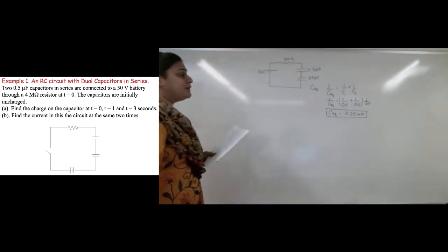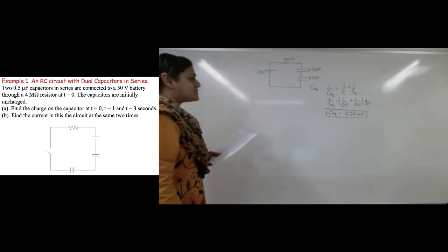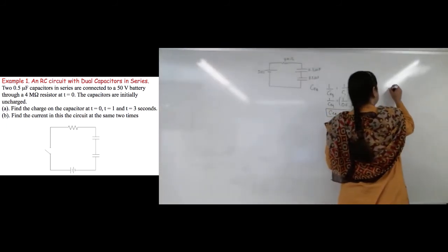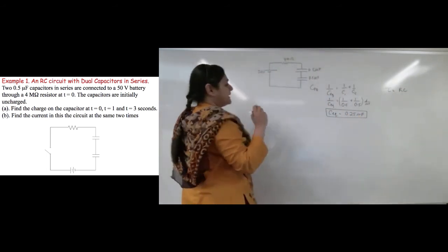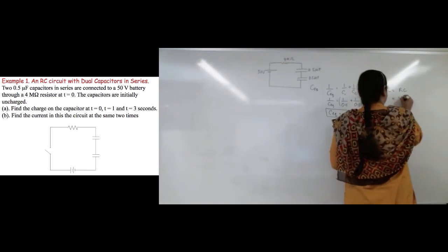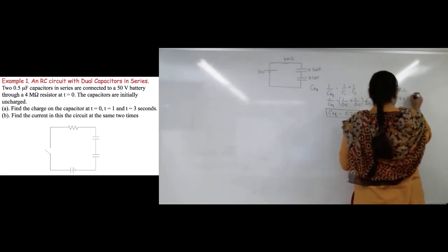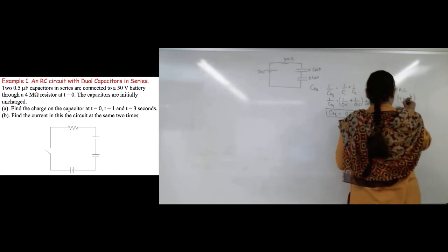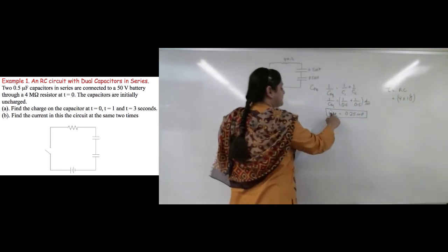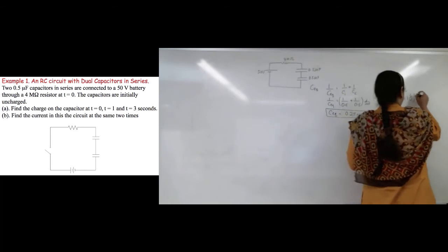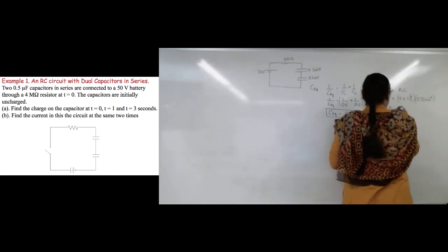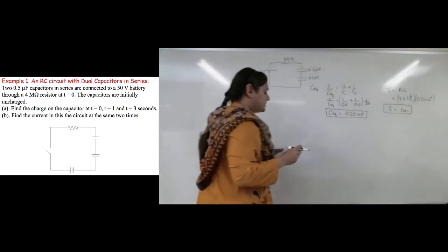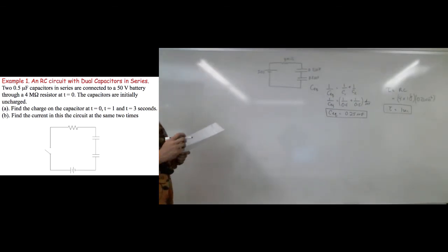The other thing that I know I'm going to need is the time constant. So how do I find the time constant? Time constant equals RC. In this case, my R is 4 mega ohms, so I can put that in. 4 mega means 4 times 10 to the 6 ohms, times C equivalent, which is 0.25 microfarad, so 0.25 times 10 to the minus 6. My time constant value comes out to be 1 second. Ooh, that's significant. That's good. So now let's start actually doing the problem.